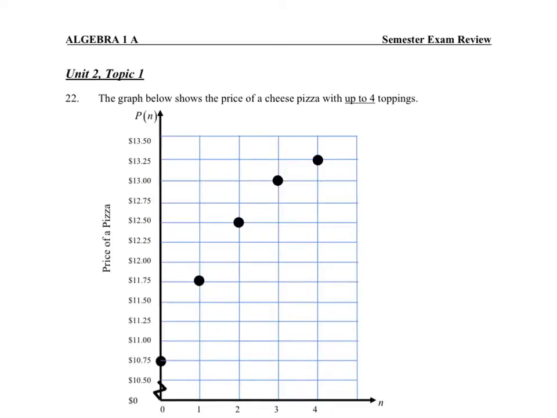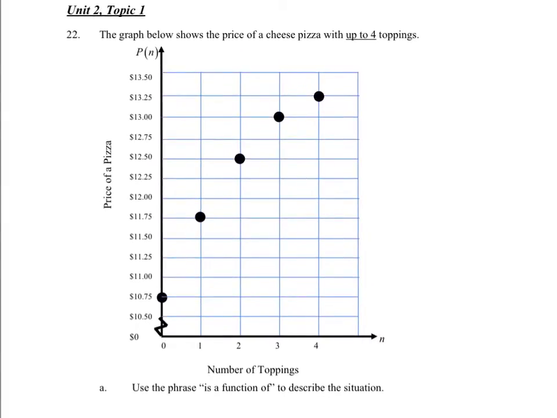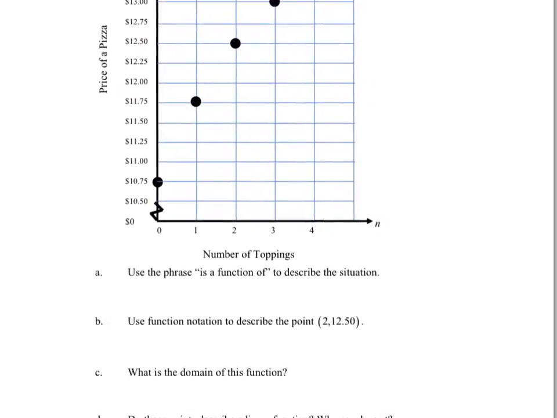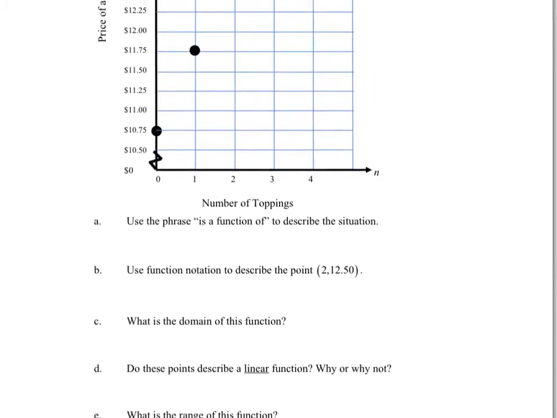Question number 22. The graph below shows the price of a cheese pizza with up to 4 toppings. Notice that they underlined that. And whenever they bold or underline something on your exam, that means it's really important. So here we have a graph, and notice that it says number of toppings and the price of a pizza. So each of these data points deals with how many toppings, 0, 1, 2, 3, or 4 toppings, and how much the pizza costs. The first question says, use the phrase "is a function of" to describe the situation.